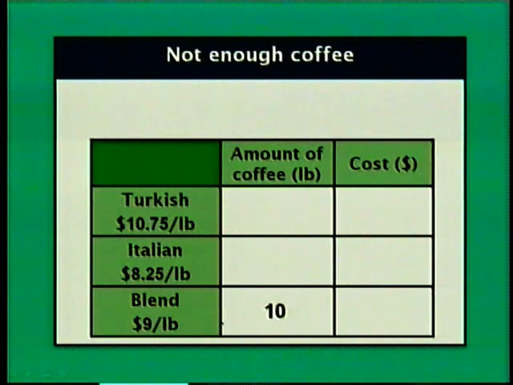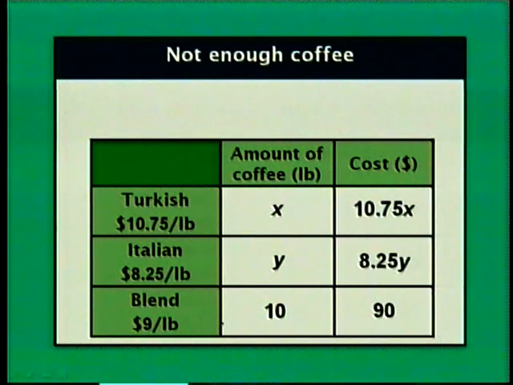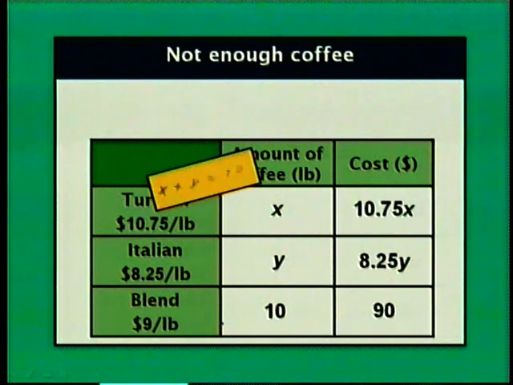I know that I want to end up with 10 pounds of the blend, and the customer is willing to pay $9 a pound. So the customer is going to have a total cost of $90. What I don't know is the amount of Turkish and Italian roast. But with these variables, as I've defined them, I can figure out the cost of the Turkish roast. That's going to be the cost per pound times the number of pounds of Turkish roast. Similarly, I can find out the cost of the Italian roast. Looking at this table reveals two equations.